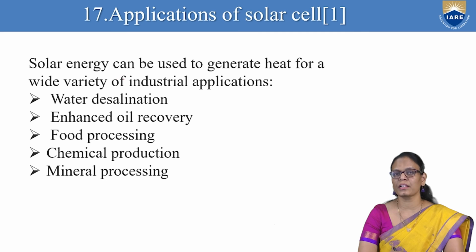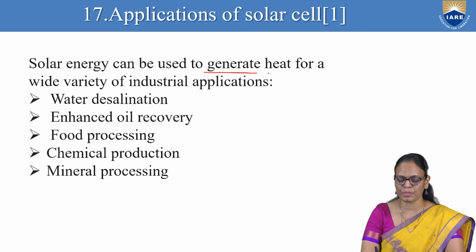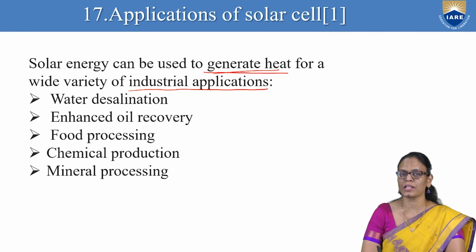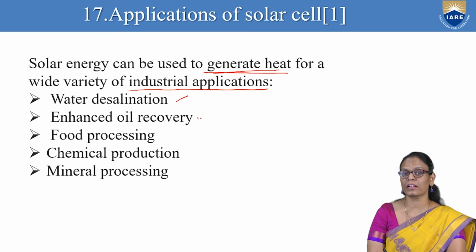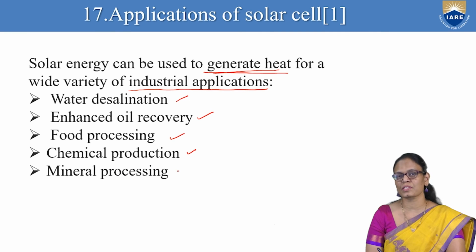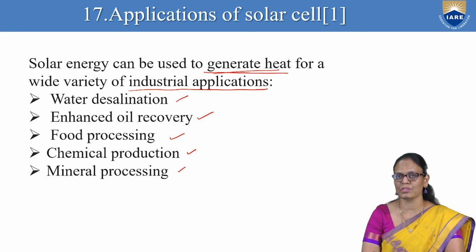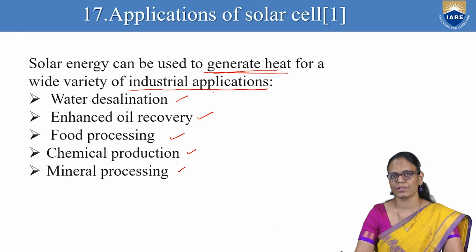So solar energy can be used to generate heat. Its main purpose is to generate heat in a wide variety of industrial applications, because the question is asked in industry. So we are using it for water desalination, also for enhanced oil recovery, food processing, then chemical production and mineral processing. These are the areas where we are using solar energy or the solar cell in industry.